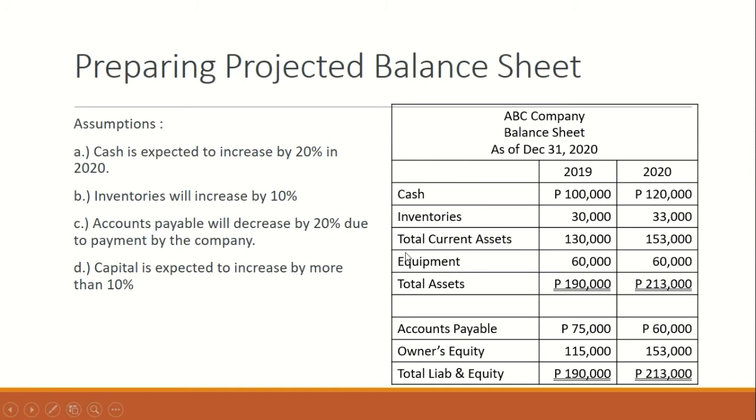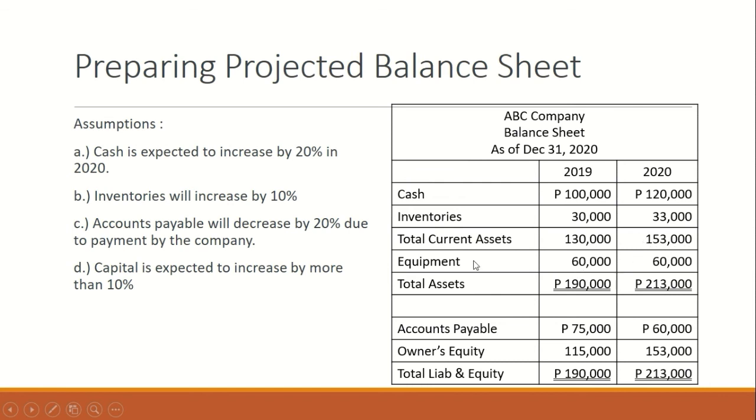Next, the inventories will increase by 10%. So, in 2020, nag-increase daw ang inventories na 10%. So, 30,000 times 10% is equivalent to 3,000. So, 3,000 plus 30,000 is equivalent to 33,000. So, meron tayong inventories na 33,000. So, in total, meron tayong total current asset na 153,000 sa 2020.